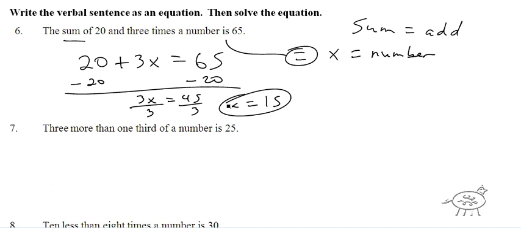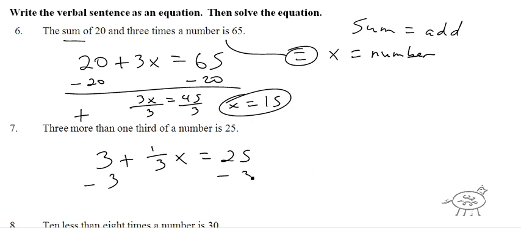Number 7. 3 more than 1/3 of a number. So 3 more, what does "more" mean? Add, right? That makes sense. 3 more than 1/3 of a number is 25. That's a setup. Not bad.